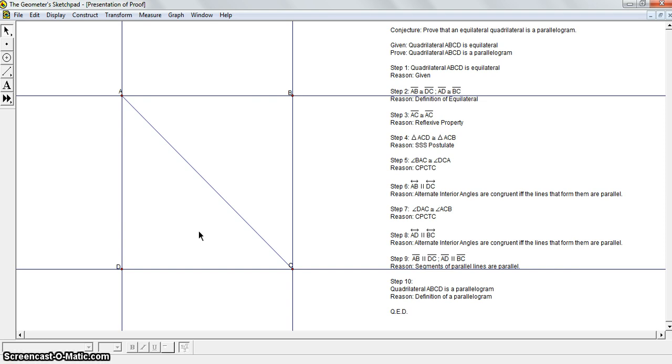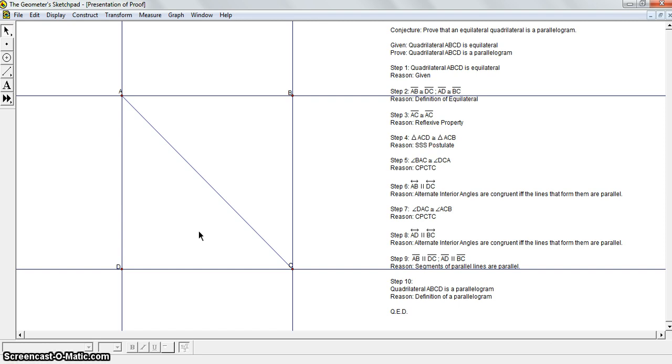Since this is a biconditional, I only have to prove that angles BAC and DCA are congruent, which are the alternate interior angles, and automatically lines AB and DC are parallel.